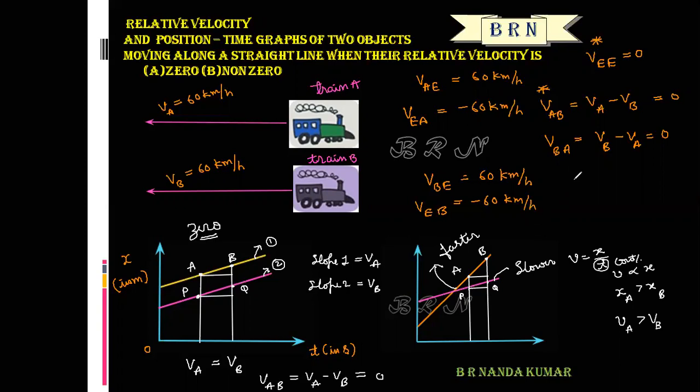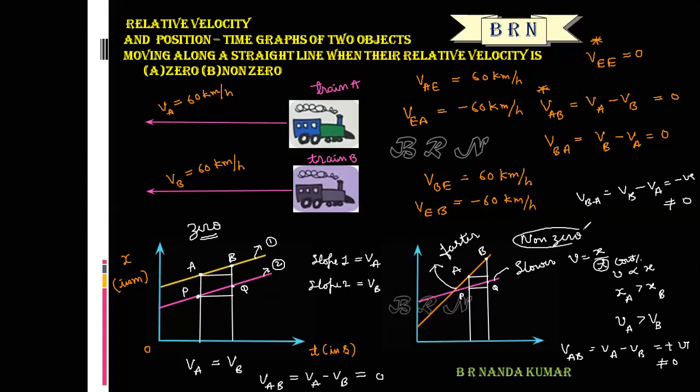Okay, so in this case, the velocity of object A with respect to object B is VA minus VB. So VA is more than VB, which means VA minus VB is positive. And this is not equal to 0. And the velocity of object B with respect to object A is VB minus VA, so that is actually negative. This is also not equal to 0. So this graph shows zero relative velocity. This one shows non-zero relative velocity.